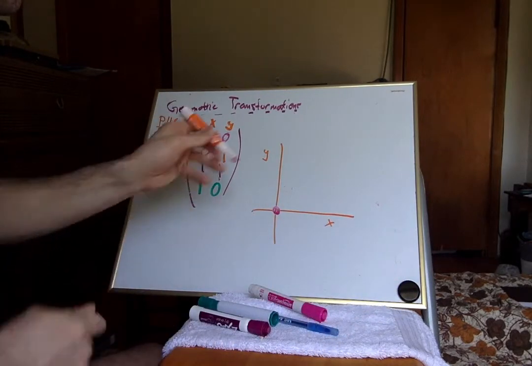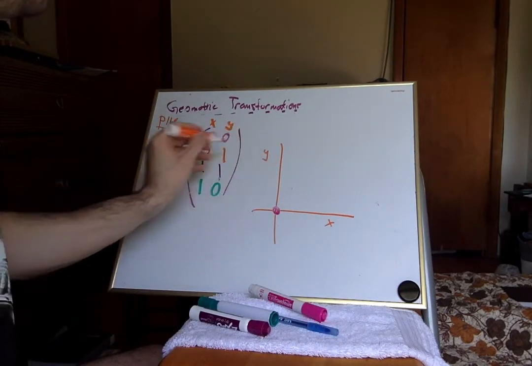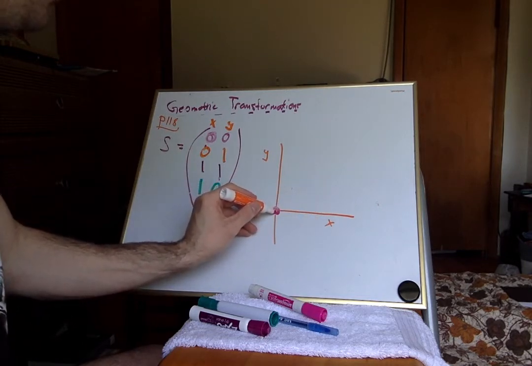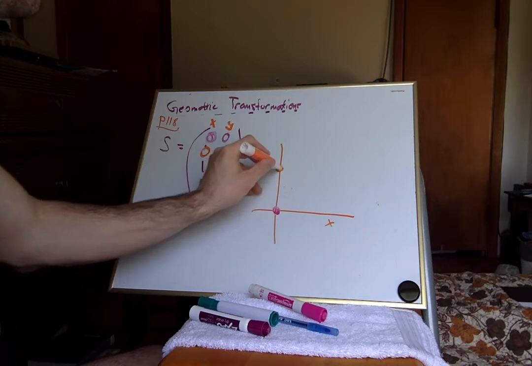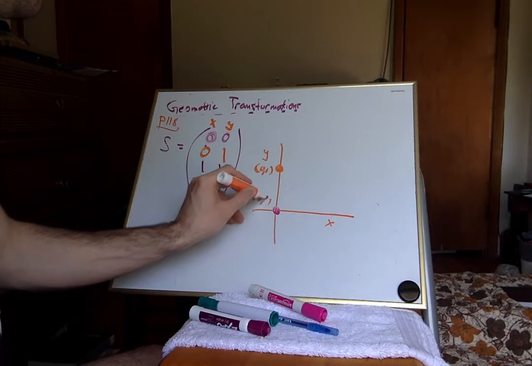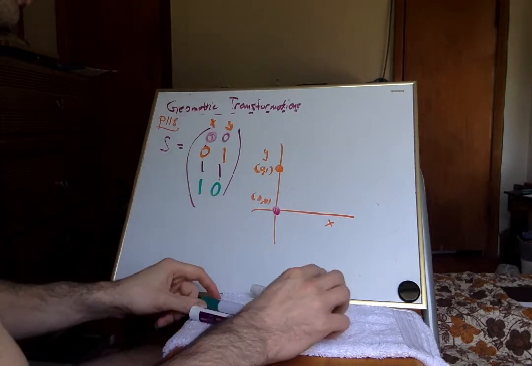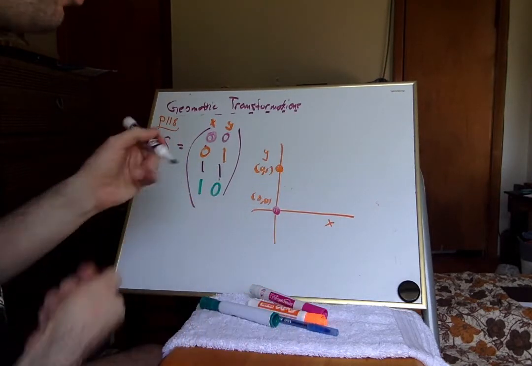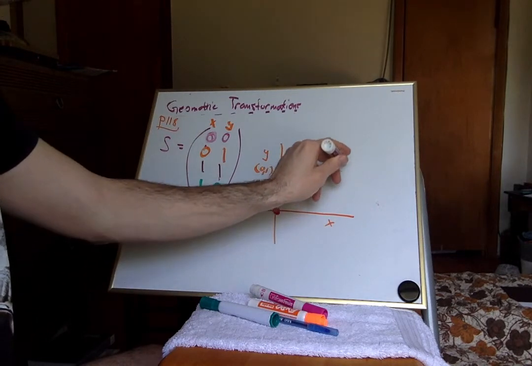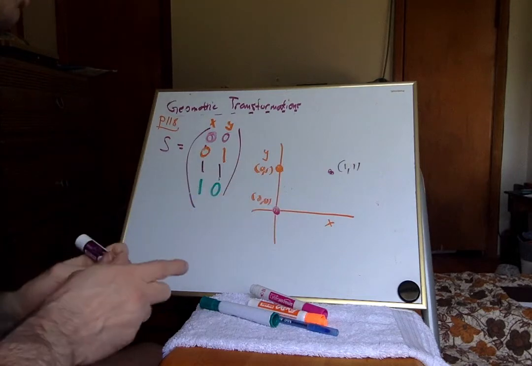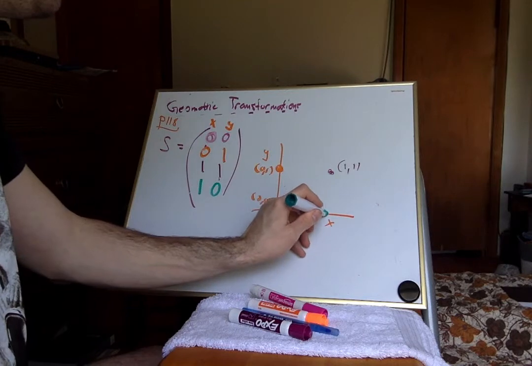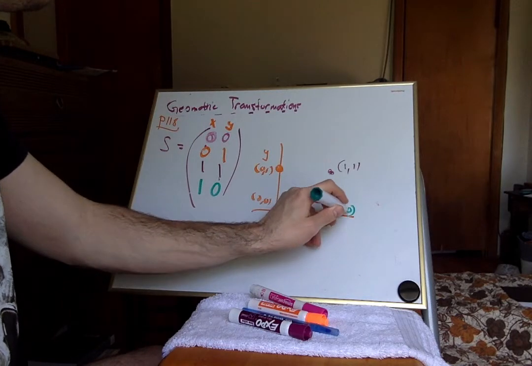0, 1, this is going to correspond to the point when x equals 0, right? So I go to the 0 spot, and then I go up 1. What about 1, 1? 1, 1, that's going to be 1 over, 1 up. So that's right here. And then 1, 0, that's going to be down here.